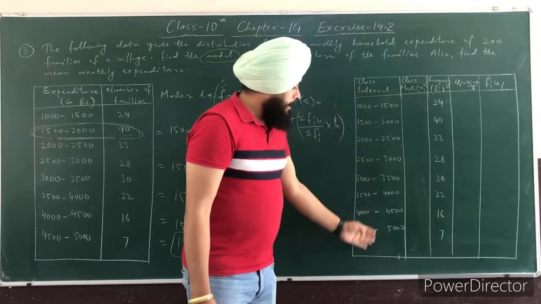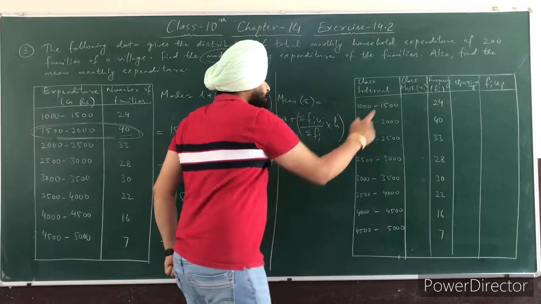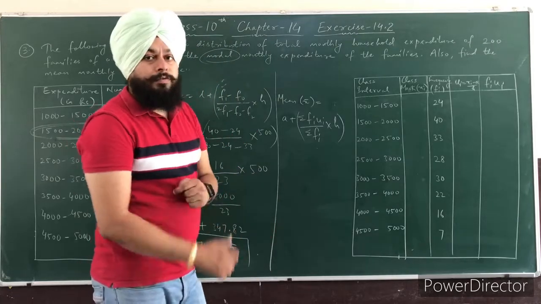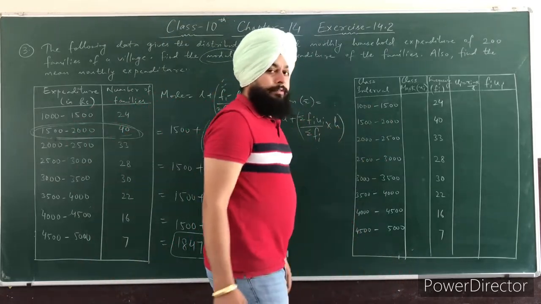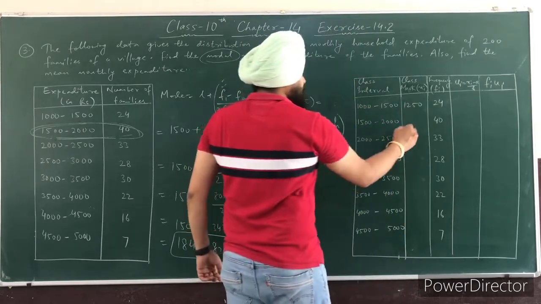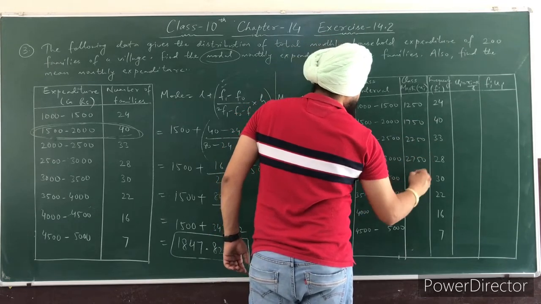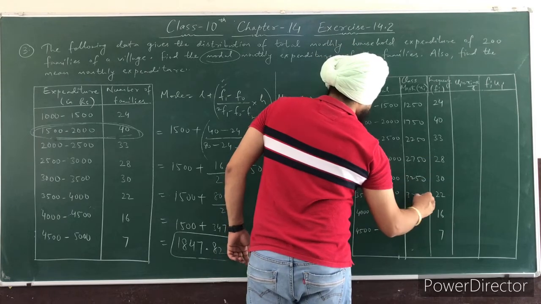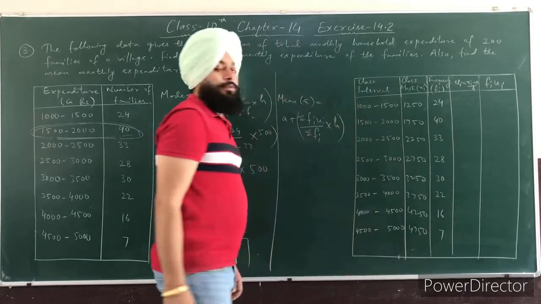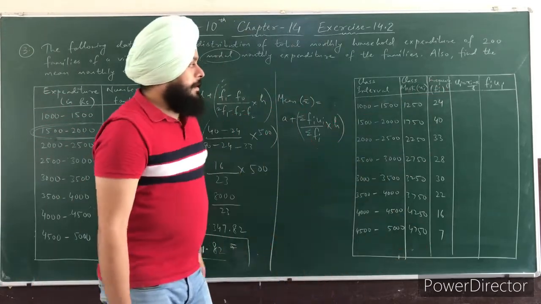So you can see here, I will write the class intervals. Now find the class mark. The class mark is lower limit plus upper limit divided by 2. So the lower limit is 1000 and the upper limit is 1500. It is how much? 2500 divided by 2 is how much? 1250. Next is 1750, then 2250, 2750, 3250, 3750, 4250, 4750. Now in the next column, this is the frequency, and now we have to find ui.